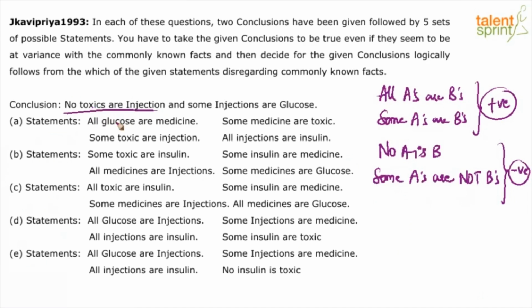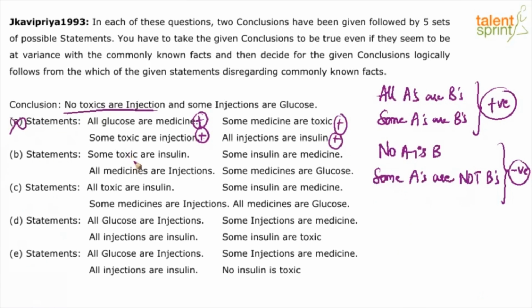Look at option A. All glucose are medicine, positive. Some medicines are toxic, positive. Some toxics are injection, positive. All injection are insulin, positive. When all four are positive statements, the conclusion can never be negative. You understand? We can draw a possible diagram where all these negative conclusions can be ruled out. So that is the reason the conclusion cannot be negative when there are all positive statements. So option A is ruled out.